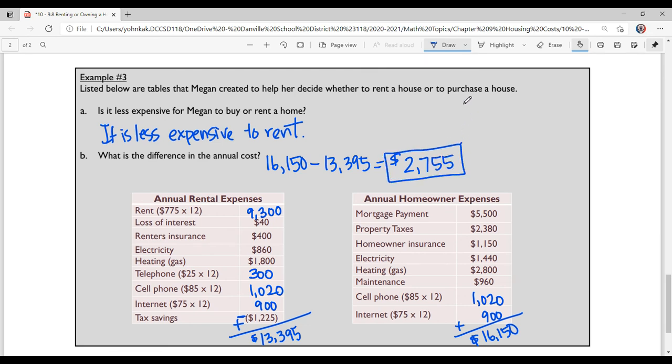So there are a lot of variables that went into that difference, kids. It could easily have been cheaper to buy a house, but because of insurance and property taxes and maintenance, all that stuff goes into play. And so it might actually be cheaper to rent sometimes.